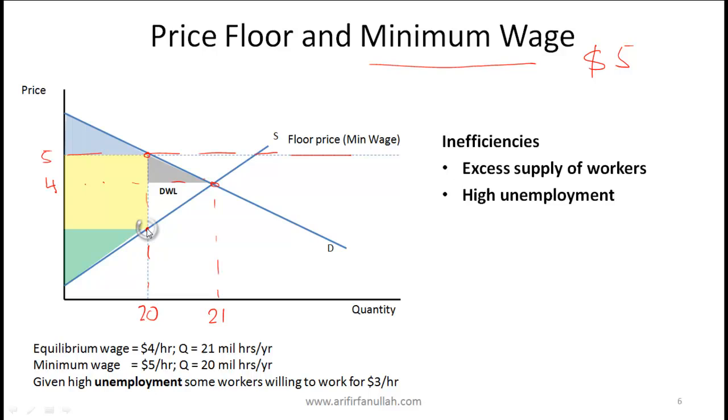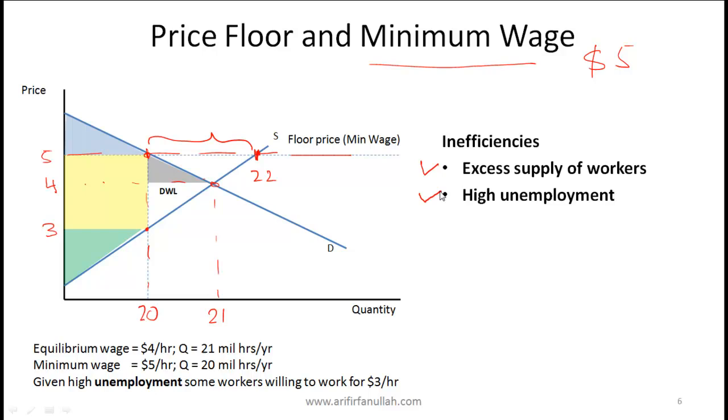What are the issues? The major inefficiencies here, one is excess supply of workers. So at a minimum wage of 5, the demand is 20 at this point. What is the supply at a wage rate of $5 per hour? The supply is much higher. So let's say that the supply might be 22 million hours per year. So this is the unemployment, where you have lots of people who want to work, but the demand for labor is much less, so that creates high unemployment. That's the major issue with price floor and minimum wage.